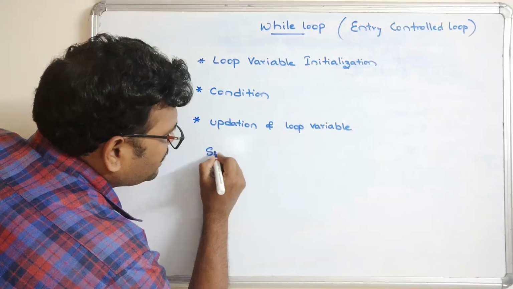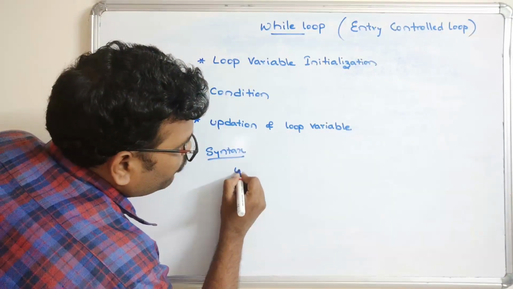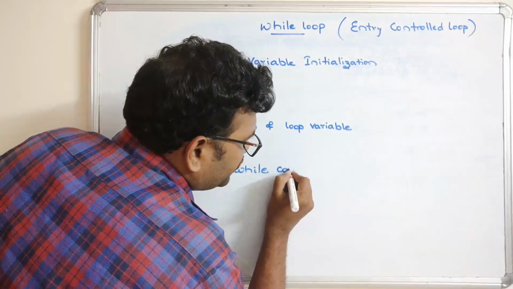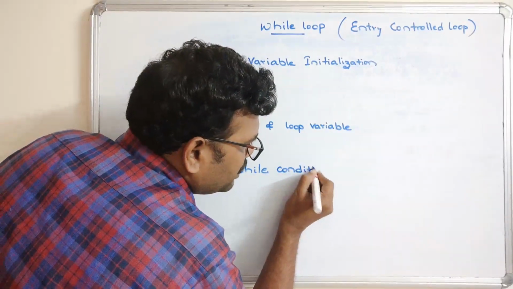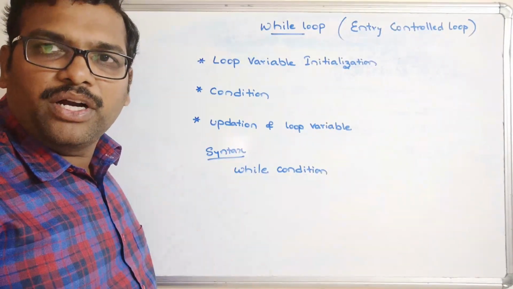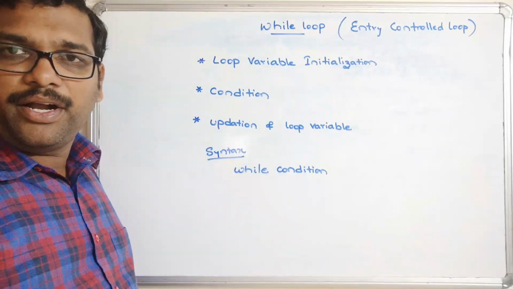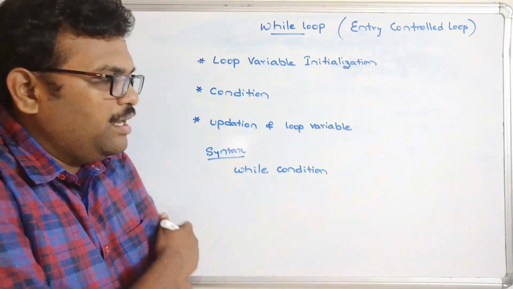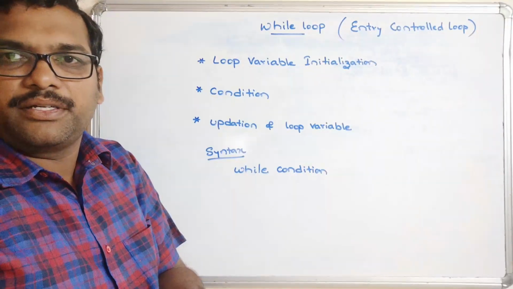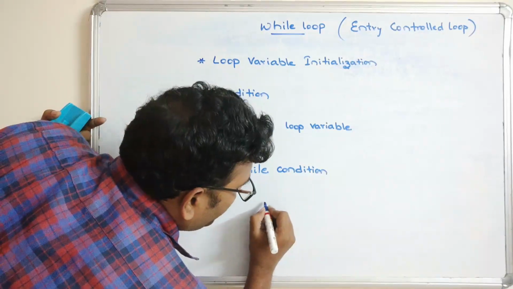So the syntax for a while loop is, we have to use a keyword called while followed by the condition. This condition can be a simple condition or a compound condition. If it is a simple condition, we use relational operators, and if it is a compound condition, we use logical operators, right? Then curly braces, and here you need to write the statements.